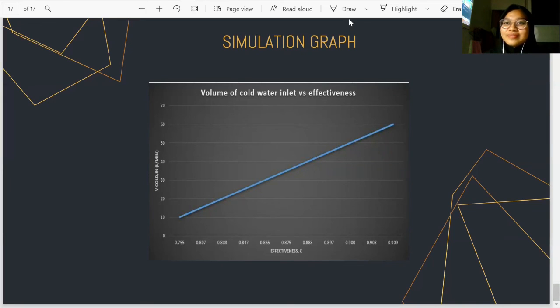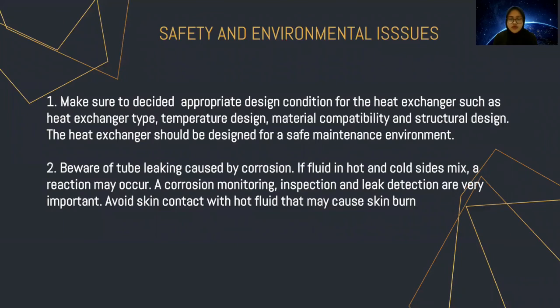Thank you. Okay, so I will continue on the last part, which is safety and environmental issues. Heat exchanger operation and maintenance contain potential safety hazards. If such hazards are not treated properly, unexpected events may occur. Heat exchanger safety hazards could come from improper design, operation, or maintenance.